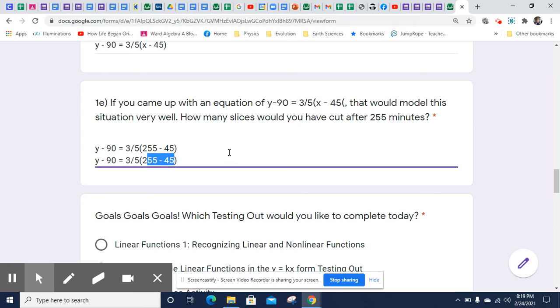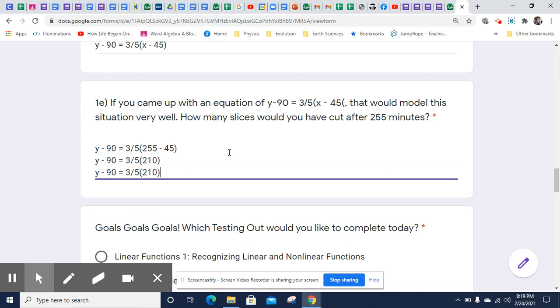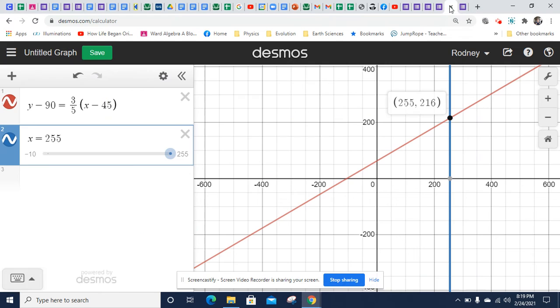255 minus 45 is 210. Now, what is 3/5 of 210? Okay, well, let's figure that out. 3/5 of 210. Well, I broke 210 into 5 pieces. They would each be 42. So 3 42s would be 126. So 3/5 of 210 is going to be 126. I will confirm that, of course, here.